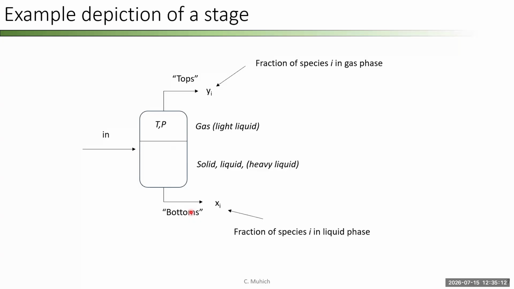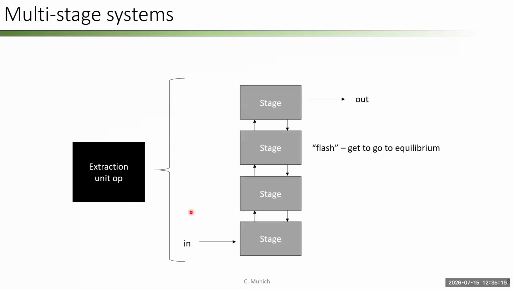This stage could be the only stage that occurs, or we can chain them together. So this extraction unit operation could be a single stage, or I could have multiple stages where the outputs of one stage go to the inputs of each additional stage, right?